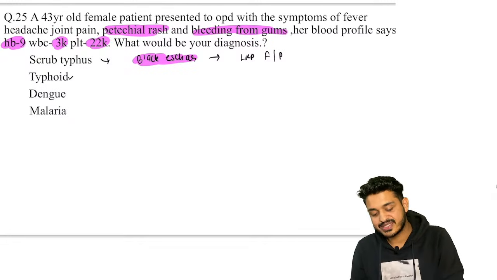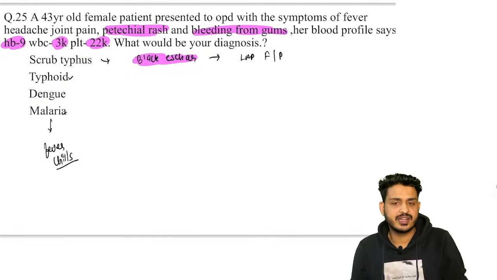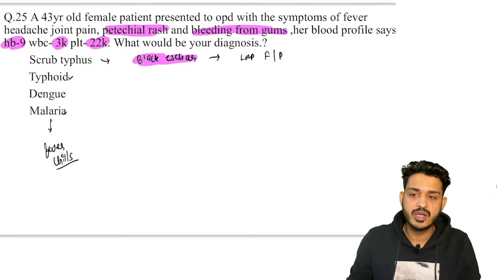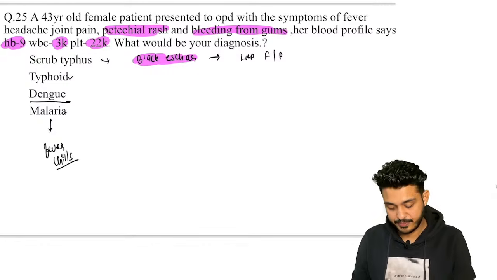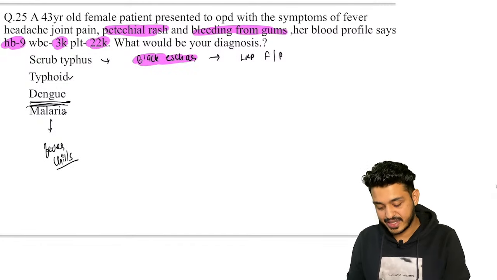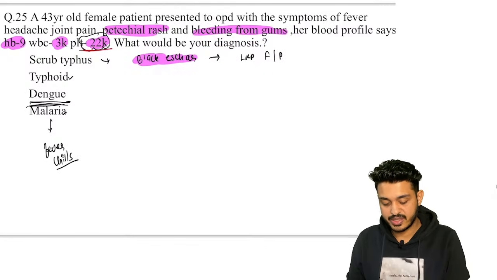Typhoid we have already seen, malaria we have already seen, that means fever with chills should be there. Arthralgia, myalgia are not very specific symptoms. So this is going to be in favor of dengue, right? In dengue you can have a decrease in the platelet count, and here the platelet count is already given, that is 22,000. This is going to be a case of dengue.